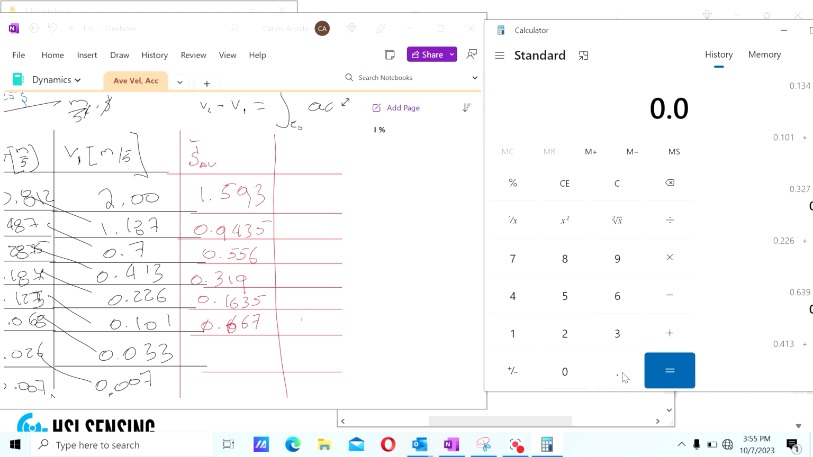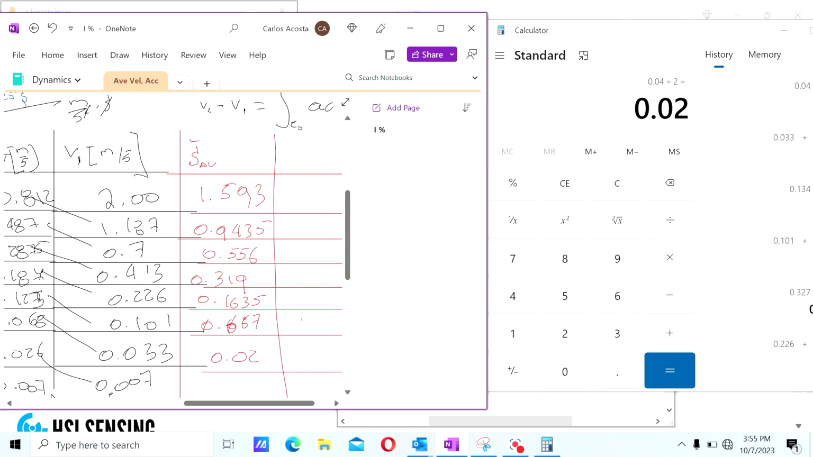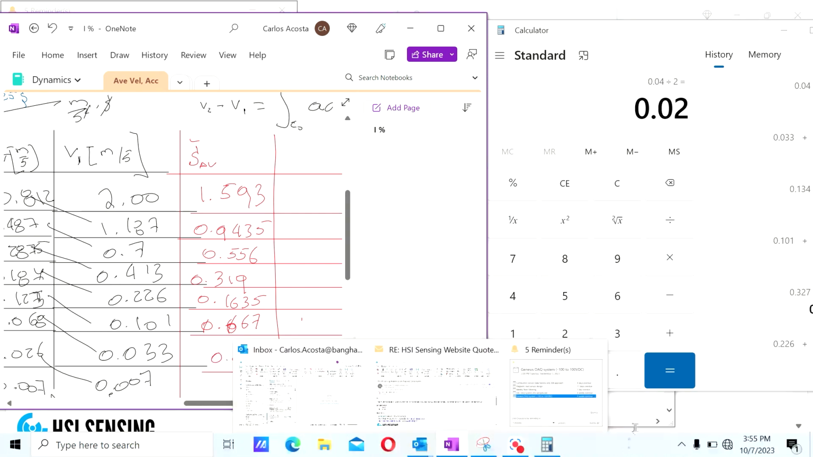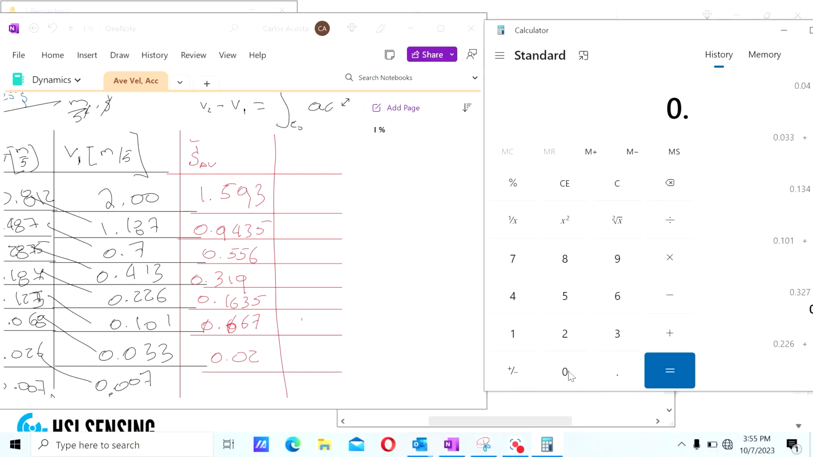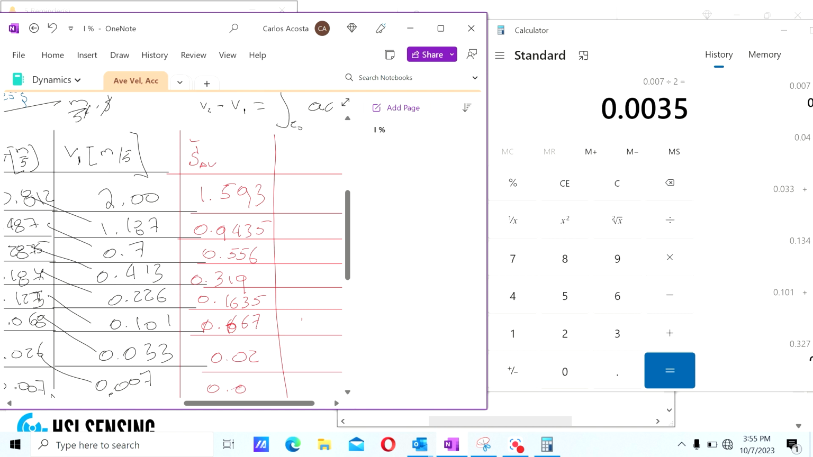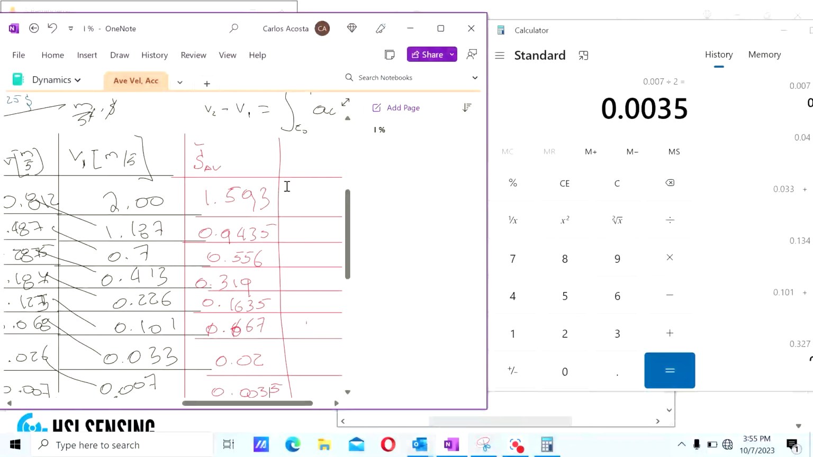Then we have 0.033 plus 0.007 divided by 2. So this is going to be 0.02, and then we have 0.007 plus 0 divided by 2. Okay, 0.0035.